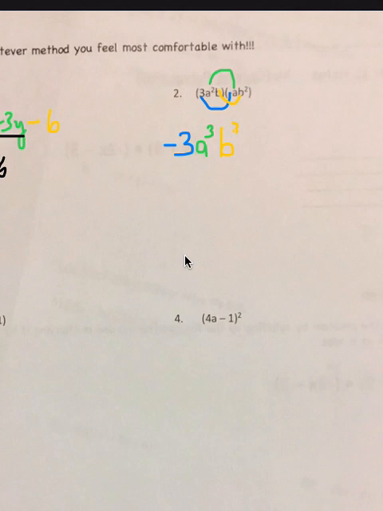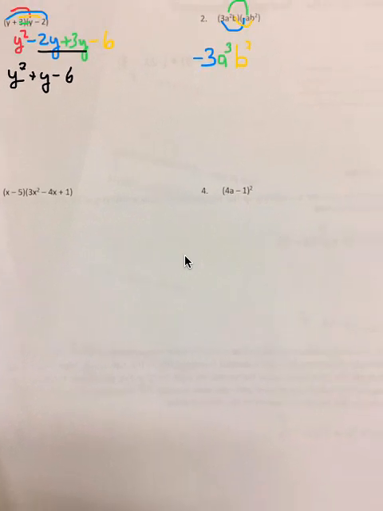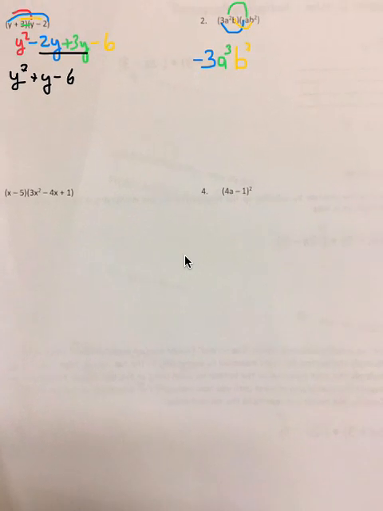When it's a monomial times a monomial, just multiply them. Don't make it harder than it needs to be. Alright, number 3. This is a binomial times a trinomial. So I'm going to do this one by distribution, because you can't use FOIL because that has to only be a binomial times a binomial. I should have said that earlier. But FOIL method is only binomial times binomial.